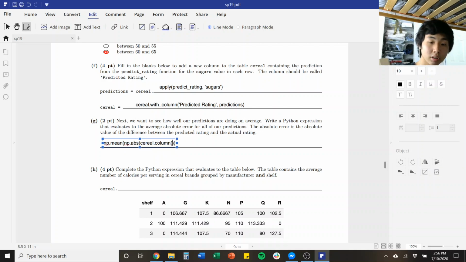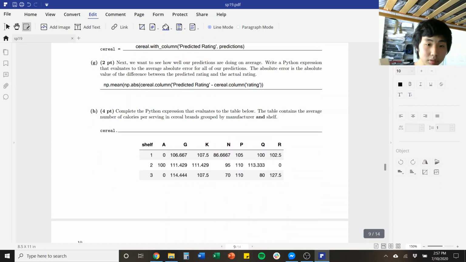cereal.column predicted rating minus cereal.column rating. So what this is going to do is it'll take the two arrays of the columns, subtract them, take the absolute value of each element in it, then take the average of the array. And that'll give us our correct absolute error on average.